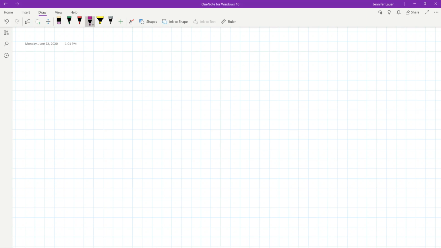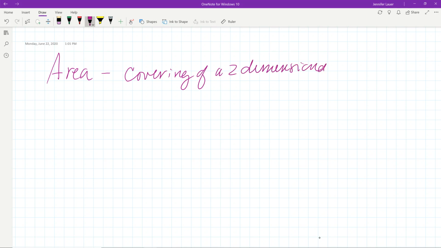Today we are still dealing with some geometry issues. We're going to talk today about area. So the whole meaning behind area is covering a two-dimensional figure. So what I mean by that is, let's say you have a rectangle.